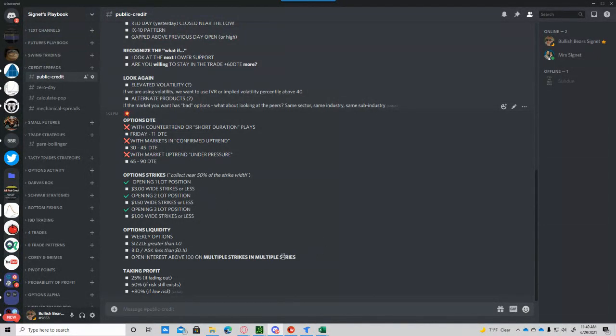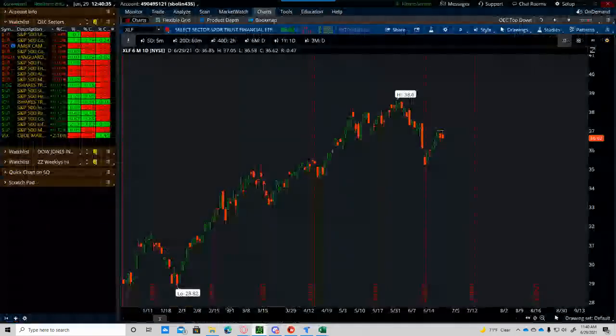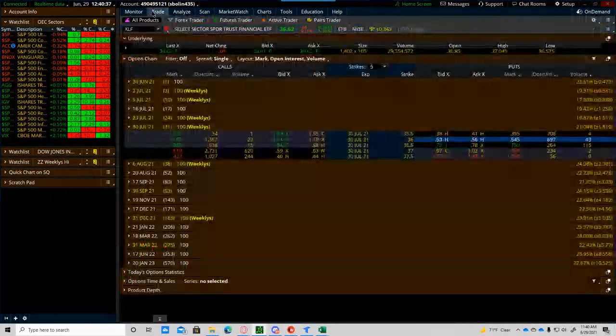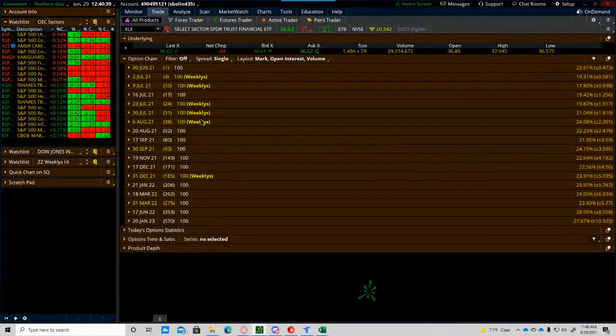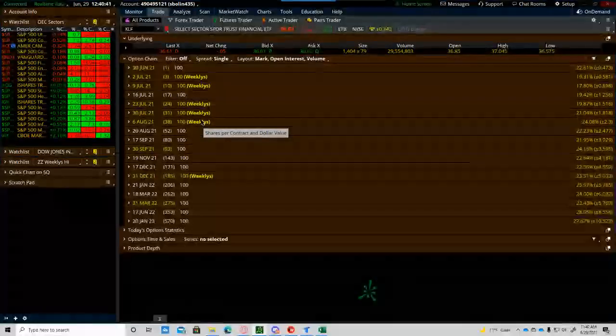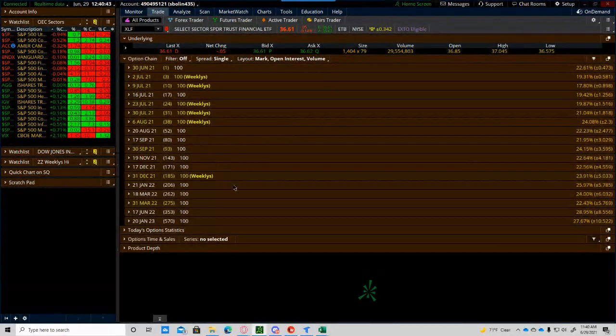Then we start getting into liquidity. I don't like to trade things if they don't have weekly options. It's like straight out of the box. If it doesn't have that, forget about it. Right when you get to the trade tab, it says weeklies. If it doesn't say weeklies, it doesn't have it. If it doesn't have it, I don't want in it. Not with this strategy. I will trade things that don't have weekly options, but not for this strategy.